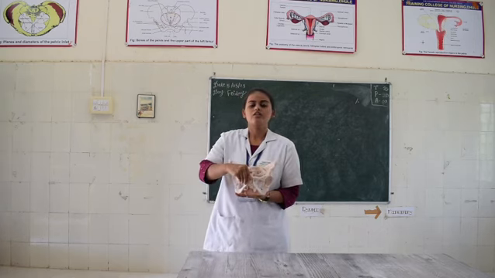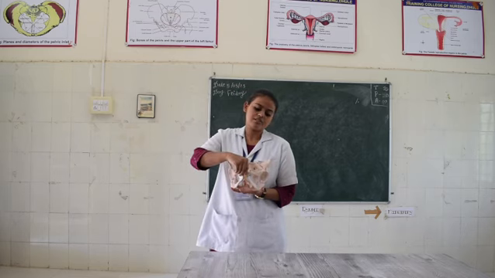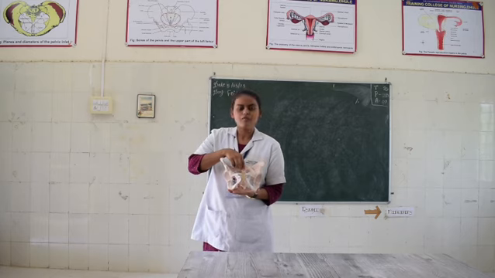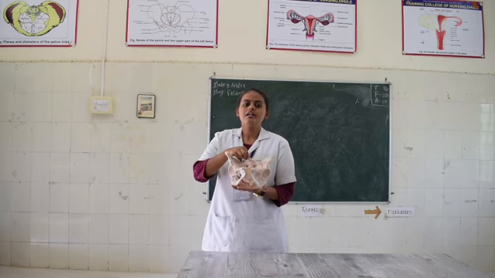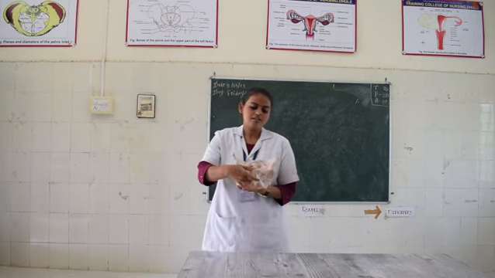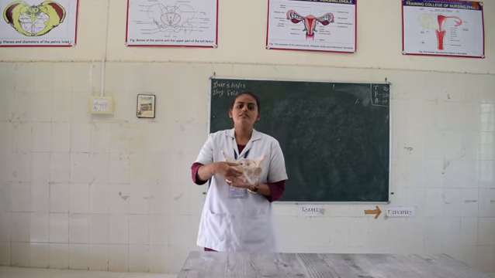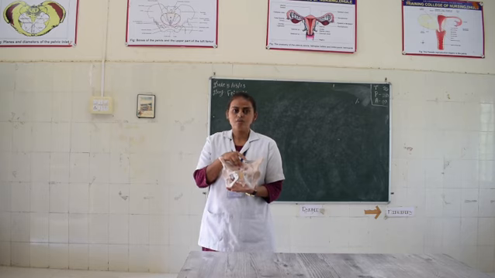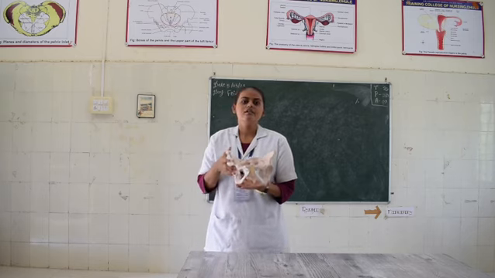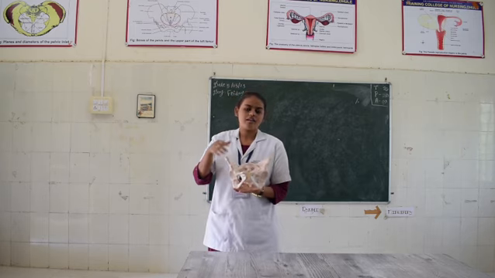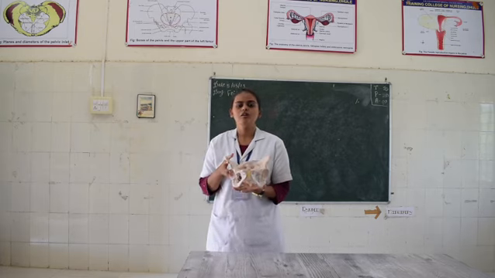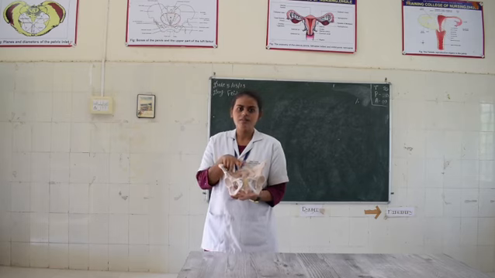Next diagonal conjugate. It is the distance between midpoint of the pubic symphysis to the midpoint of the sacral promontory. It is 10 cm. And next obstetric conjugate. It is the distance between the inferior border of pubic symphysis to the sacral promontory, and it is 12 cm in length. Next, transverse diameter. It is the farthest and longest distance among all the diameters, and it is 13 cm in length.